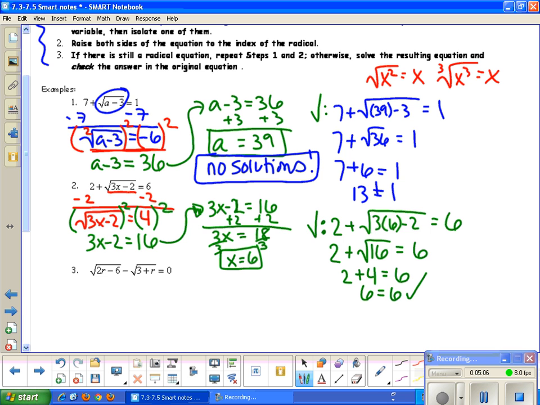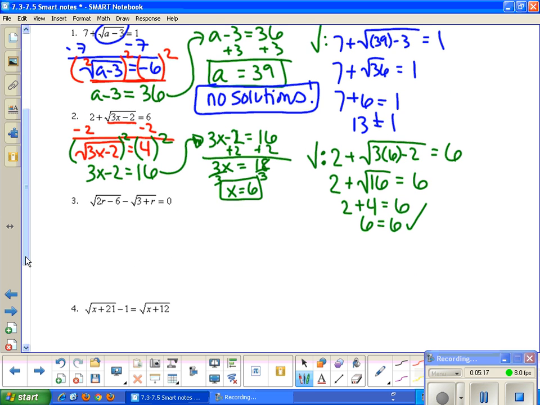Now, if we look at number 3 here, this is a little bit different than the other ones because we have two radical equations with two variables. So when this happens, pick one of the variables or one of the radicals that you want to isolate. It doesn't matter which one. So I'm going to pick this one to isolate because it's positive. So I'm going to add root 3 plus r and put it on the other side.